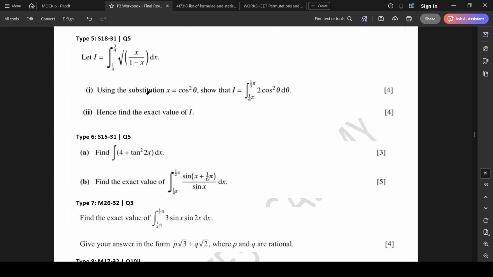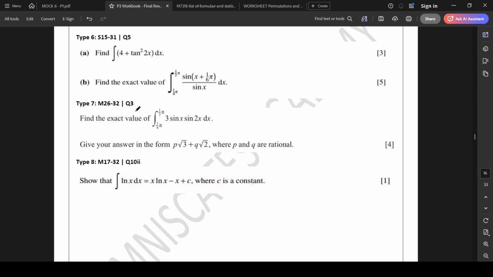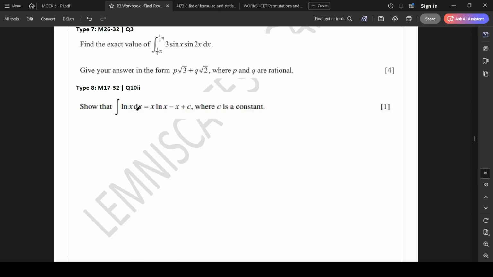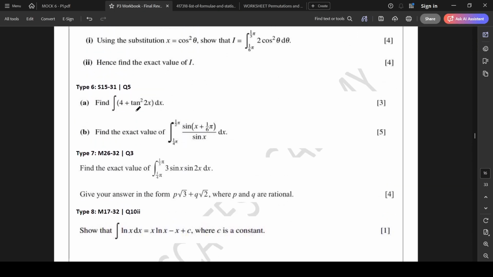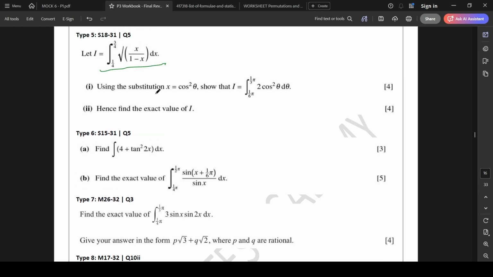If I can show you one example, let me see if I can find it. Yeah, over here. They've given you a question, let I be equal to this, and then they're asking you to use the substitution, and then you have to convert it into this format, and then integrate this. So integration by substitution is always very evident because they give you this kind of hint.